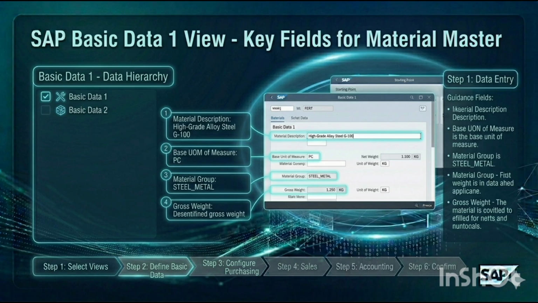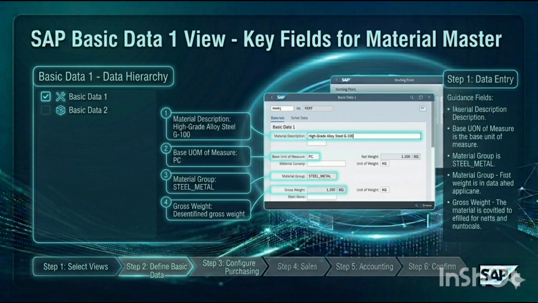Next is the purchasing view. But before going to the purchasing view, let's recap what we have discussed in the Basic Data 1 fields. Here we have to enter the material description like high grade alloy steel G100, base unit of measure maybe PC for number of pieces, material group maybe steel underscore metal, and gross weight maybe in kgs. In this way your Basic Data 1 is completed.